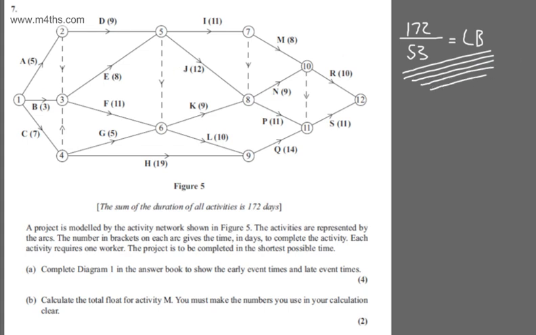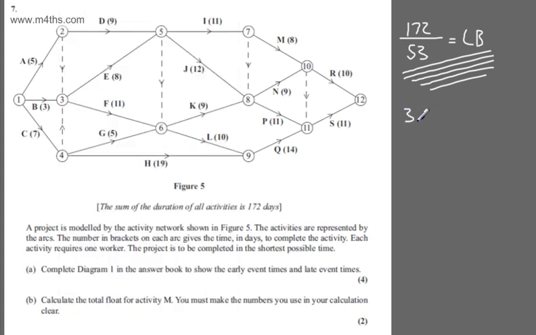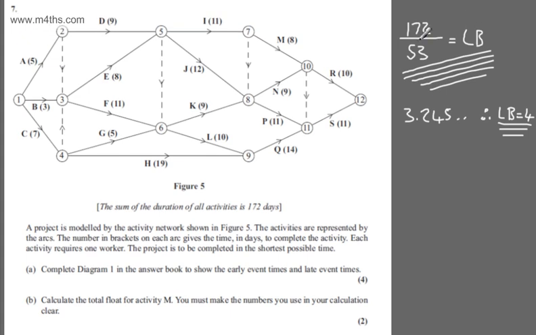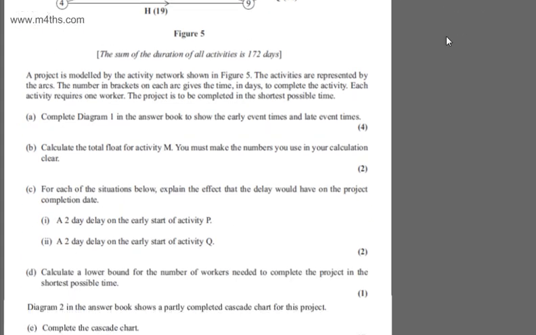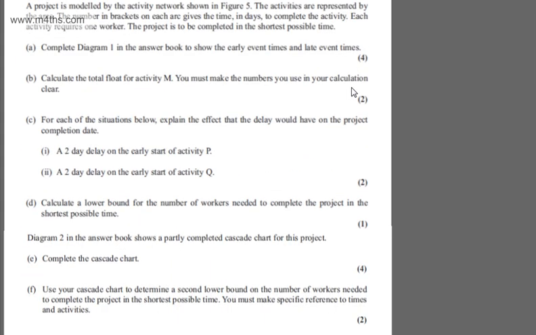So let's go ahead and get a calculator and work that out. Right, where are we? Here we go. 172 divided by 53, and then we round up to the next integer. So we can say that that's going to be 3.245, which therefore is going to be now a lower bound of 4. We cannot complete this on time with any less than 4 workers mathematically. Now, it might be the case that we need a lot more, but it's just simply saying that even if we allocated this to 3 workers, they simply will not have the man hours or woman hours to get this done in the time. So lower bound is simply now the total activity time divided by the critical time, and then you round up to the nearest integer.